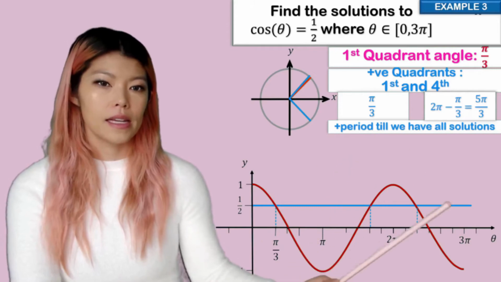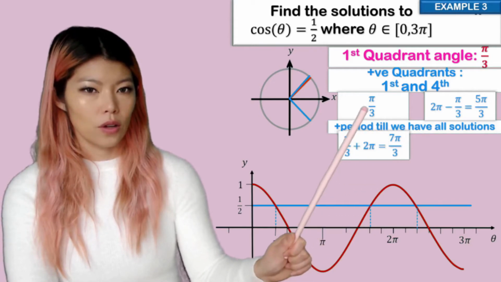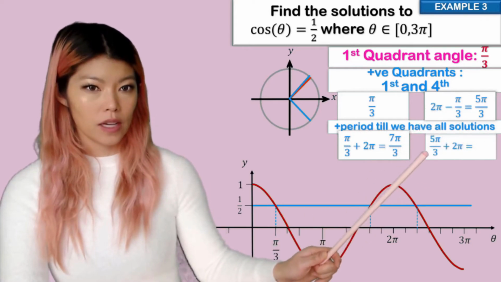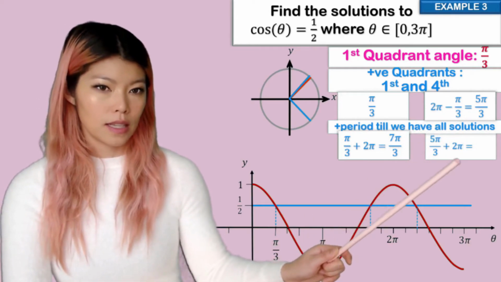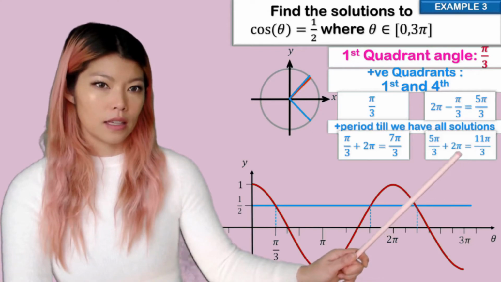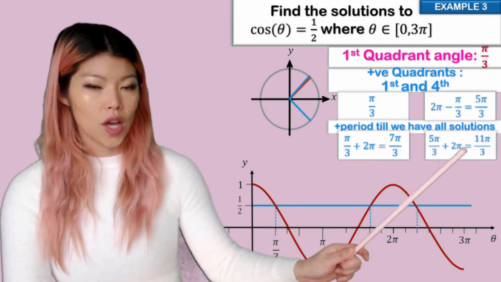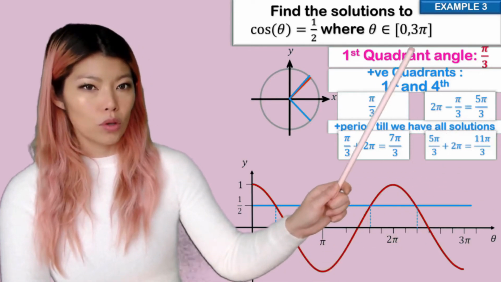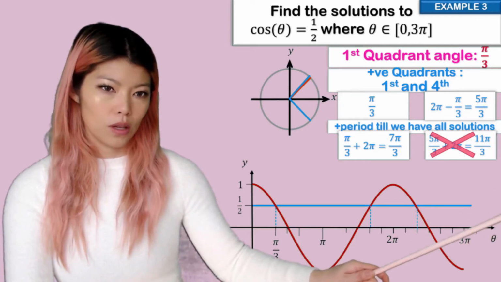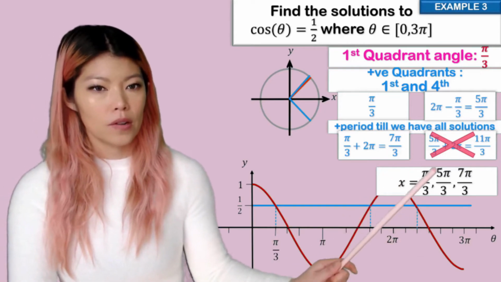We do that by adding a period. Now notice that when I add a period to pi on 3, I get 7 pi on 3. But when I add a period to 5 pi on 3, that's 5 pi on 3 plus 6 pi over 3, which is 11 pi on 3. That is more than 3 pi, because 3 pi is 9 pi on 3. So 11 pi on 3 is more than the domain, and we can observe that it is outside the graph. It's going to be over here. So we don't want that answer. We only want 3 answers: pi on 3, 5 pi on 3, 7 pi on 3.